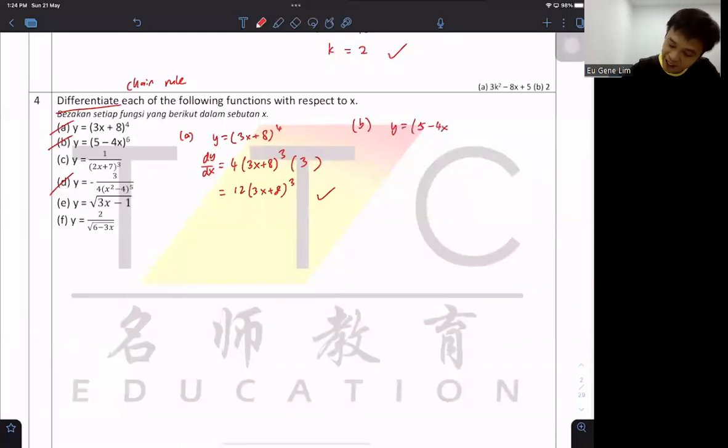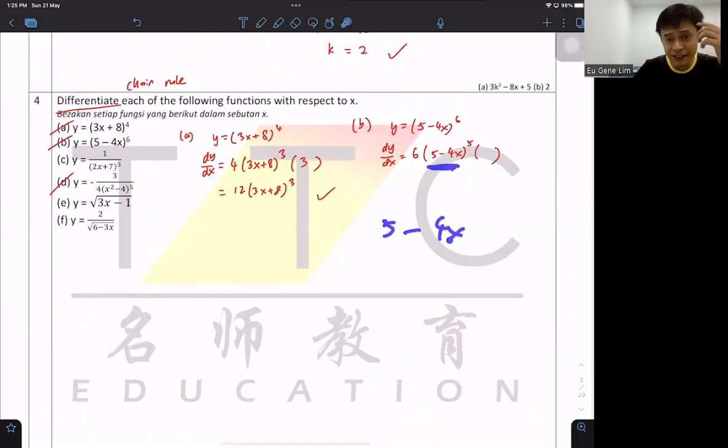5 minus 4x power 6. Also use chain rule, okay? So power times in front. Then copy the same thing. Power minus 1, 6 minus 1 is 5. Then you add one more bracket, you go and differentiate the inside. Inside is 5 minus 4x.